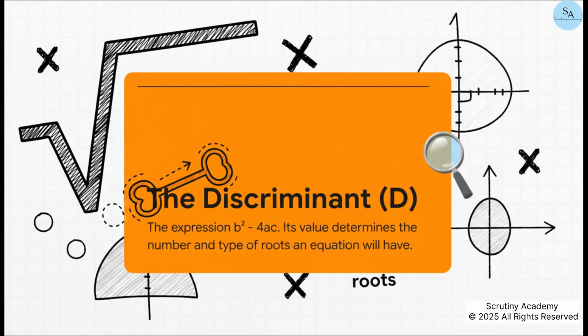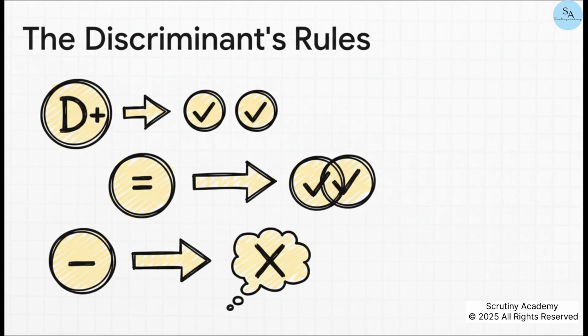Let's zoom in on that one part of the formula, that little expression that's sitting inside the square root, b squared minus 4ac. This piece has a special name. It's called the discriminant, and its value all by itself tells you the nature of the solutions or roots without you having to do all the work of solving the entire equation. It's awesome. And it's really this simple.